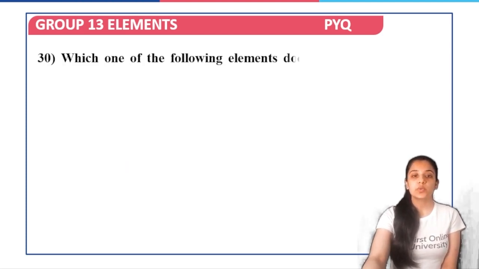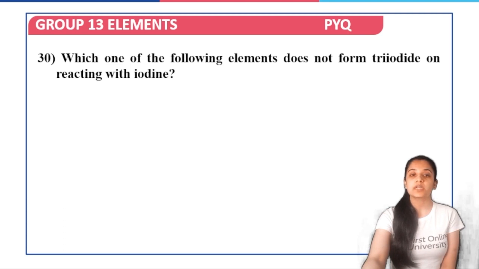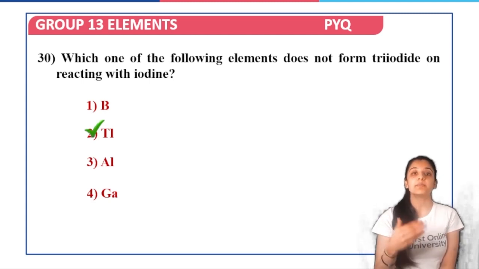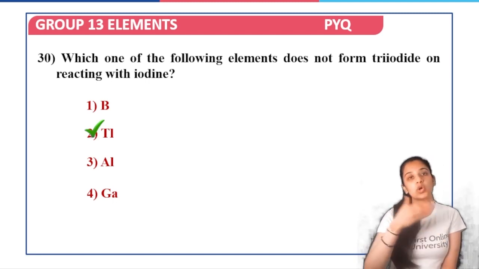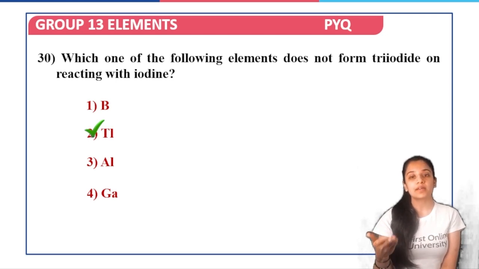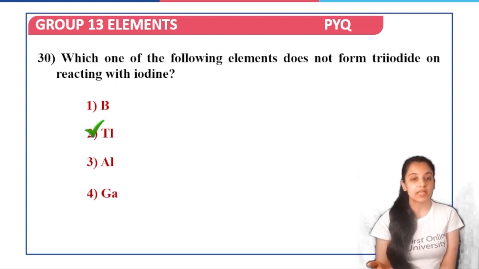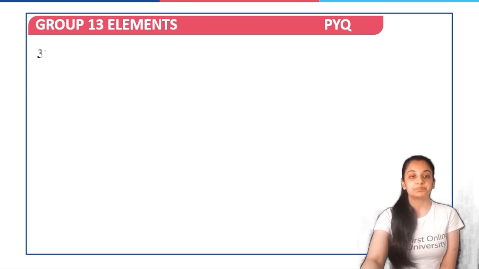Next question is, which one of the following elements does not form triiodide on reacting with iodine? Boron, thallium, aluminium, gallium. It is thallium which is not going to form triiodide, because thallium has only the +1 oxidation state possible due to the inert pair effect. So it will not go on to form triiodide, because that will involve the +3 oxidation state.